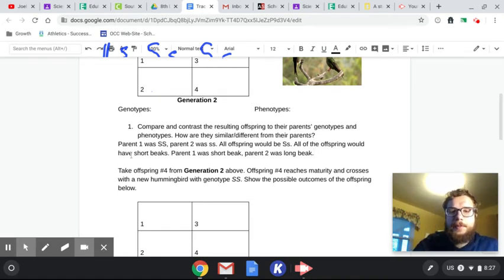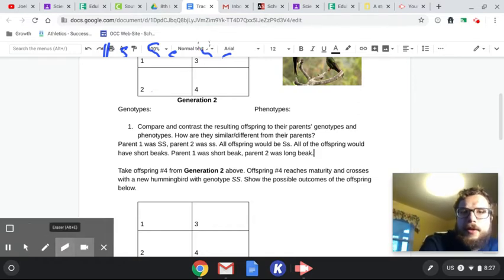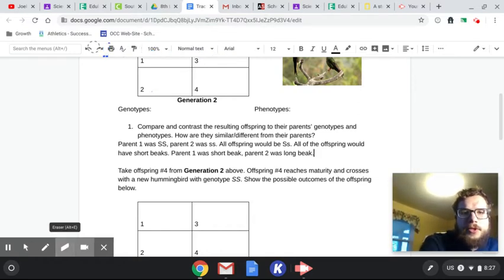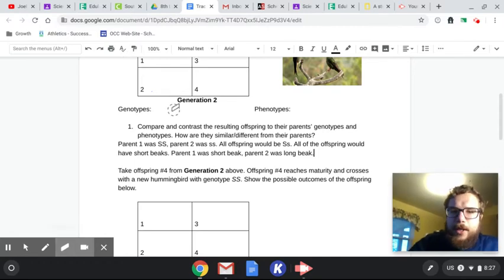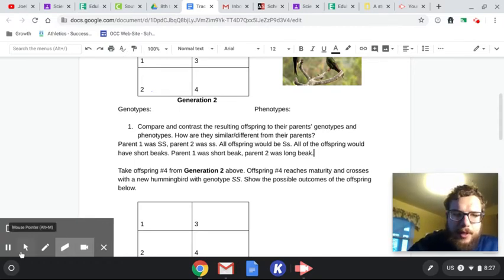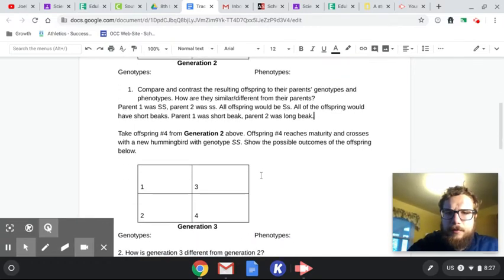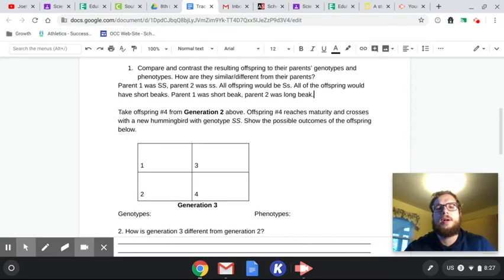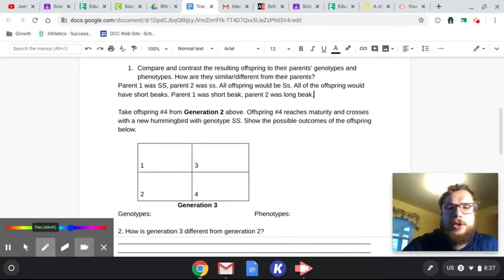It says take offspring number 4 from generation 2 above. You remember everybody was big S, small s. I've got some old drawings laying around up here. Here we go. So offspring number 4 would have been big S, small s. And then let's go ahead and see what it wants us to do here. So take offspring 4 from the generation above.